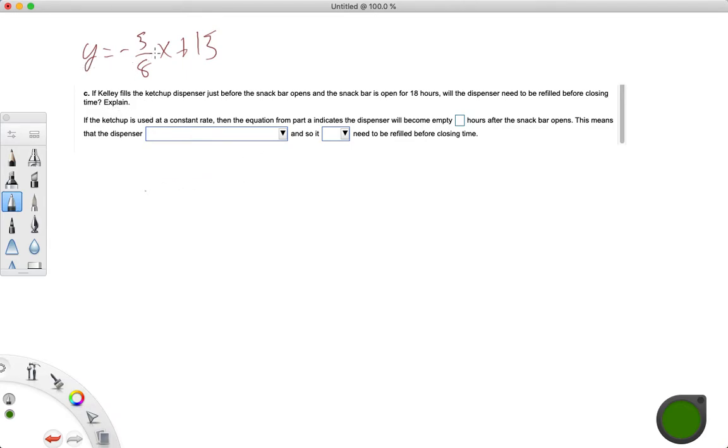So remember, we have this equation, right? We could graph it. That might be helpful. But we want to know how much ketchup we start with and how long that ketchup is going to last. Okay, so first we'll do how much ketchup when we started. Well, that's fairly easy, right? Because that means no time has passed.